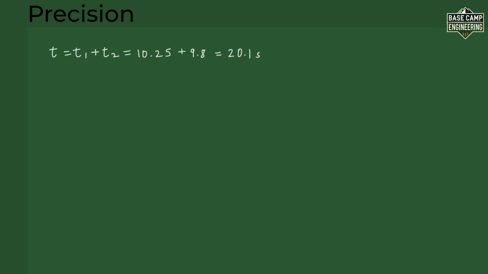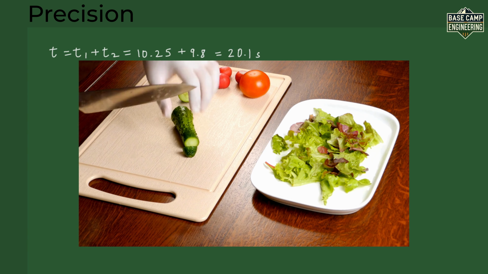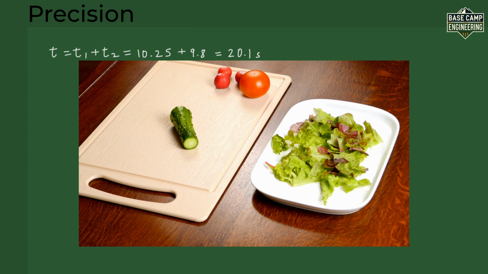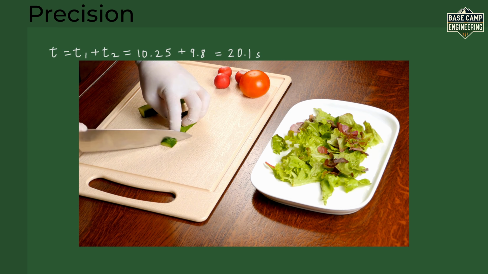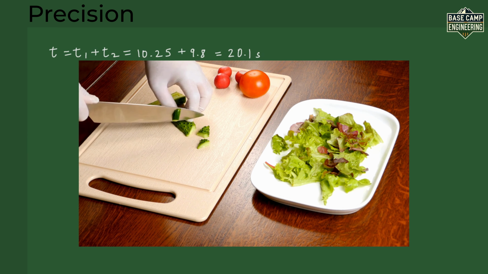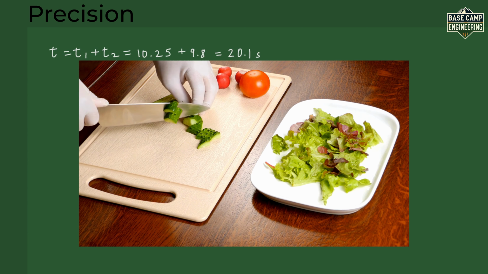Precision makes sure your answer matches the least precise measurement, so it's fair and accurate. Precision is like being a careful chef. You measure just the right amount so everything turns out perfect. It helps engineers avoid mistakes and make sure their designs are safe and strong.